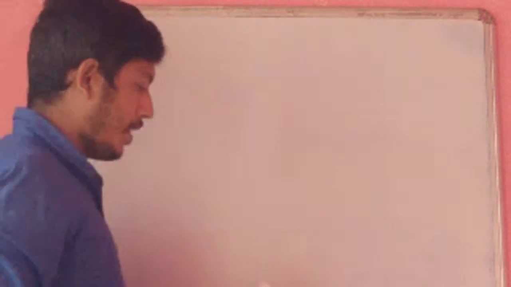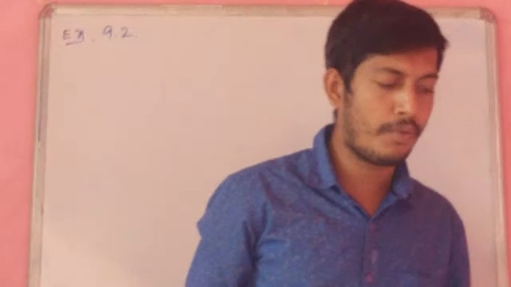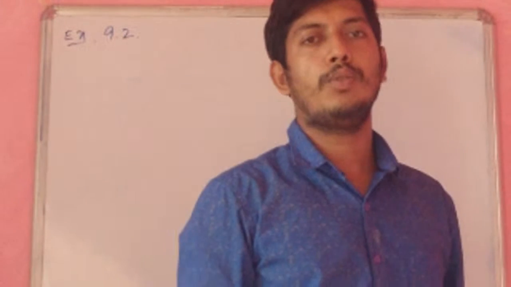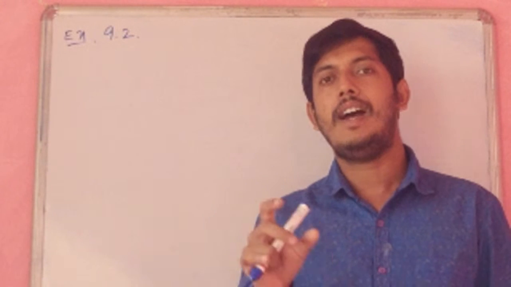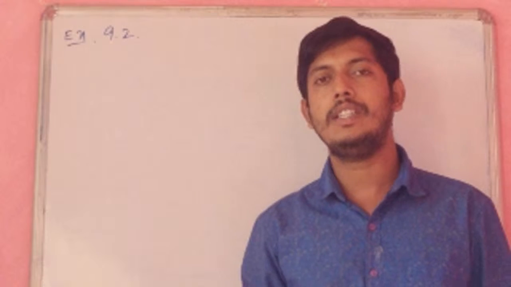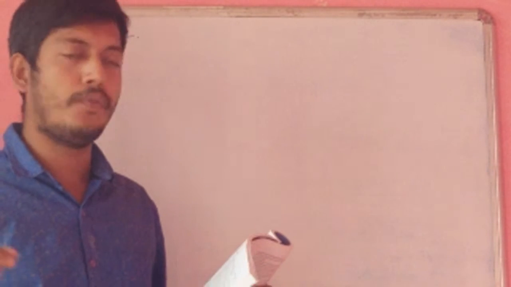Second problem is example 9.2. Which would require a greater force: accelerating a 2 kg mass at 5 meter per second square, or a 4 kg mass at 2 meter per second square? So here two different values are given, option A and option B. In that, acceleration and mass of the objects are given in both cases, and now we have to find out in which case force is greater.